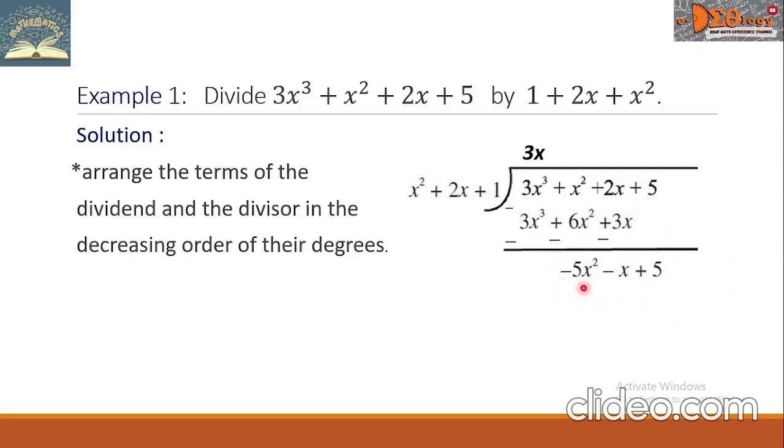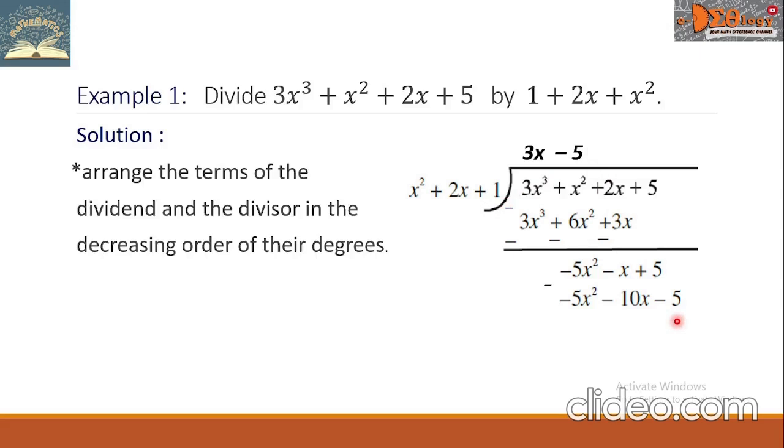This negative 5x squared we now divide by x squared. The answer is negative 5. Then we write the answer up here. Next, we multiply negative 5 to each of the terms of our divisor, and the answer we will place down here. So negative 5 times x squared is negative 5x squared. Negative 5 times 2x is negative 10x. Negative 5 times 1 is negative 5.